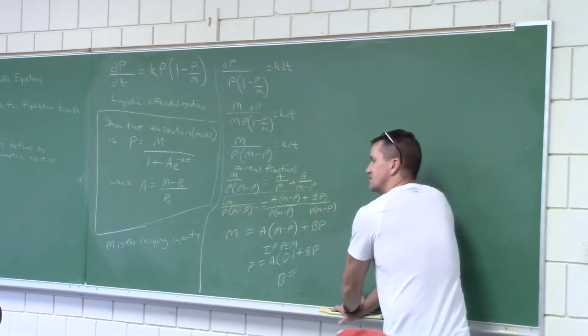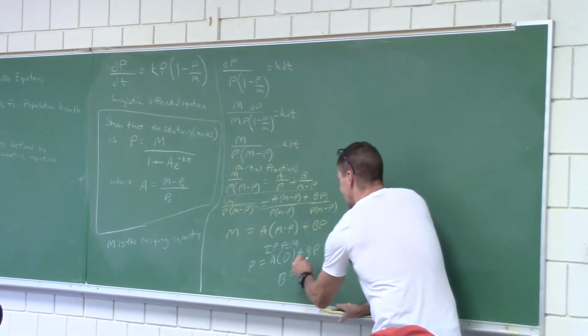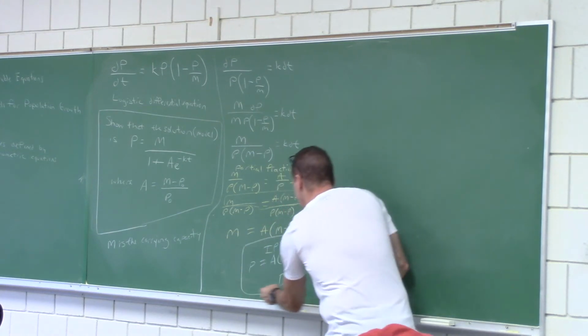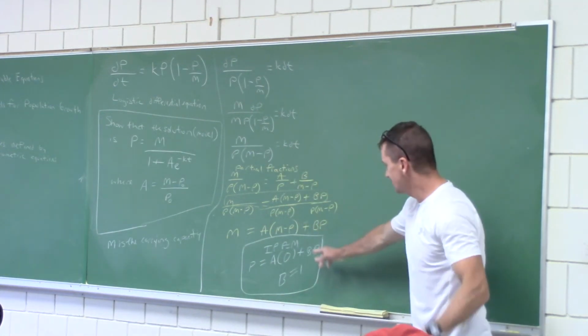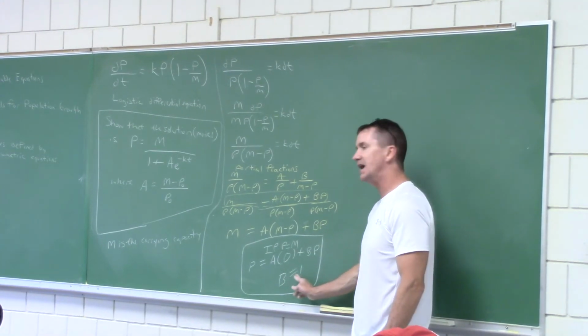We just found one of the letters. What would B equal? If P equals M, P times A times 0 plus BP, so B equals 1. Now I hope A is just as simple.